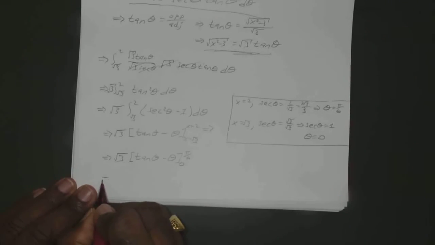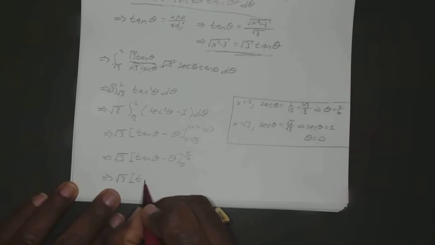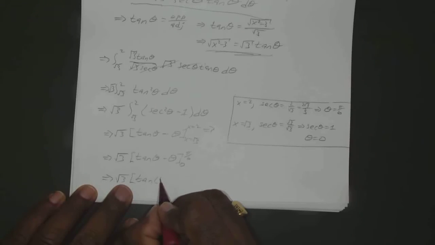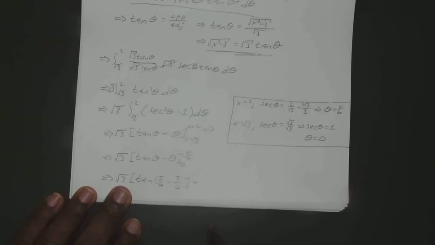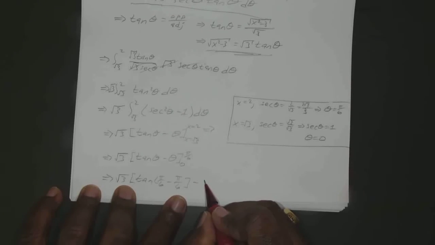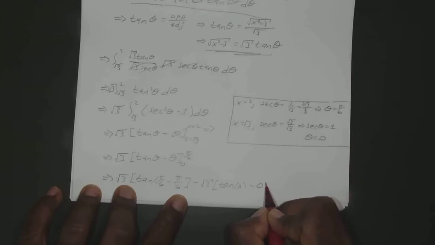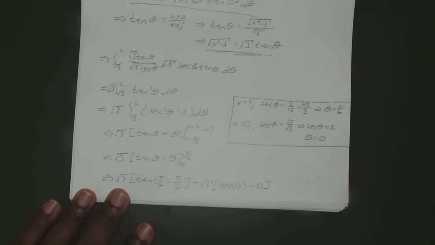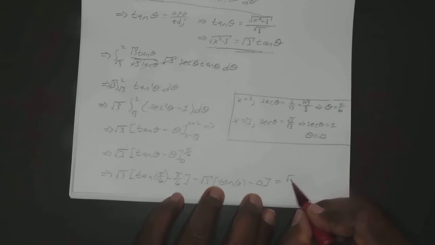All right, so we just go ahead and solve this one. So you have square root of 3 tangent pi over 6 minus pi over 6 minus tangent 0, might as well say square root of 3 tangent of 0 minus 0. Okay, so we know that tangent pi over 6 is just... so you have square root of 3, nope, square root of 3 over 3.